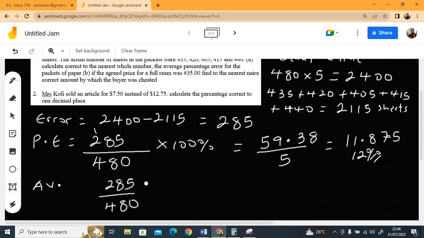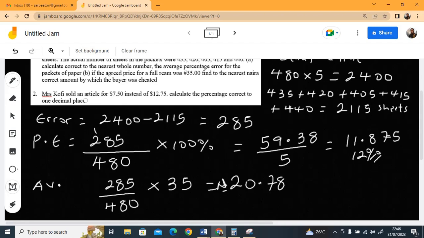And they said the buyer paid what? He paid 35 naira for the full ream, times 35 naira, which is the full ream. So what I'm going to do now is, when you divide this, 285 divided by 480 times 35, that will give us 20.78 naira.